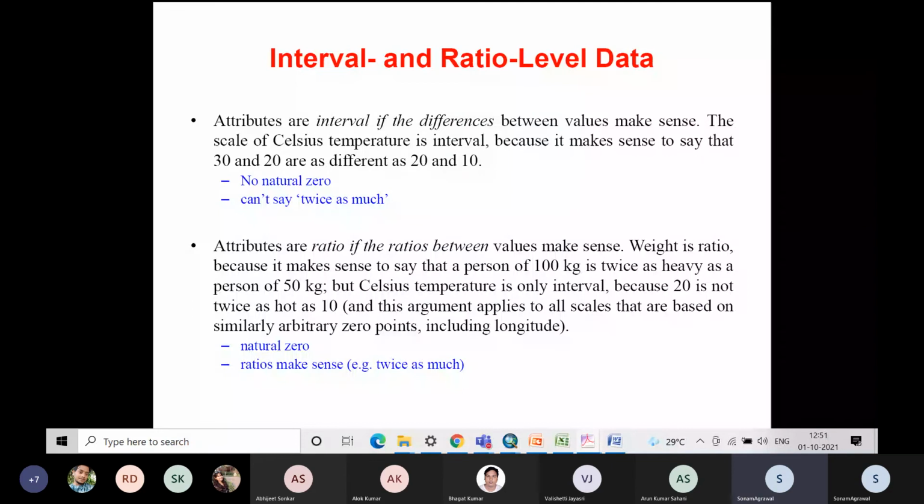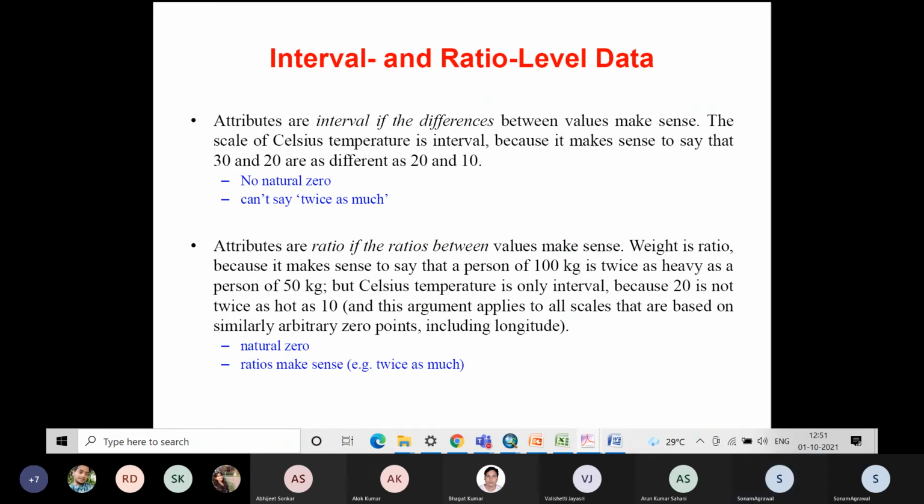Like if I say 0 degrees Celsius, 0 degrees Fahrenheit, 0 Kelvin, all are different measures of temperature, but you cannot say that 0 degrees Celsius is equivalent to 0 degrees Fahrenheit. Celsius zero is different, Fahrenheit zero is different. Zero doesn't mean absence. If there is a 0 degrees Celsius temperature, it doesn't mean that there is an absence of temperature over there.